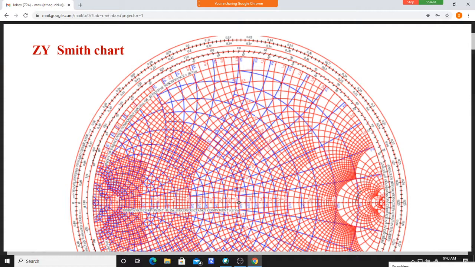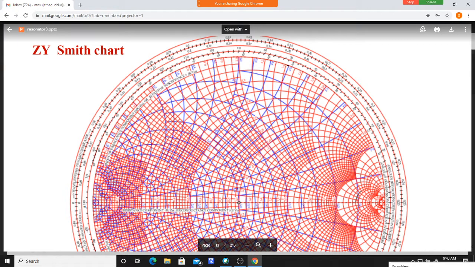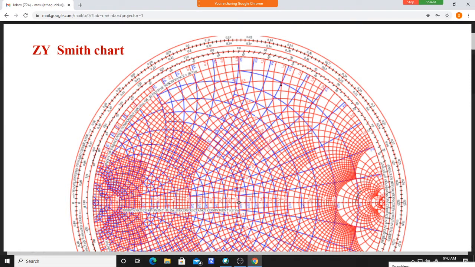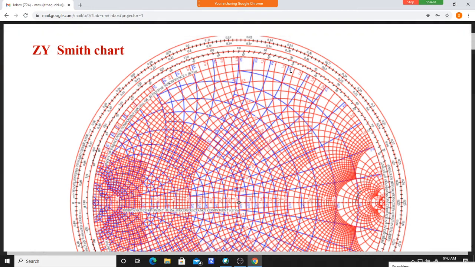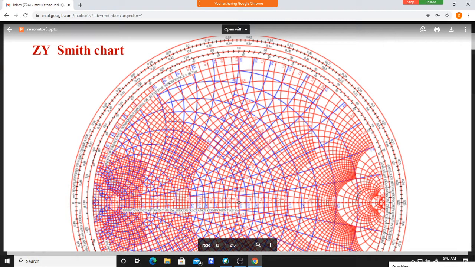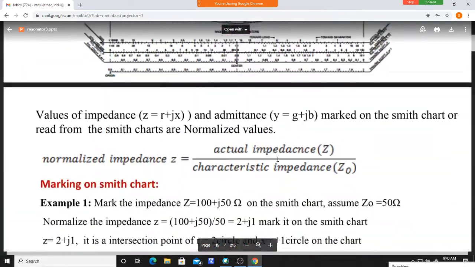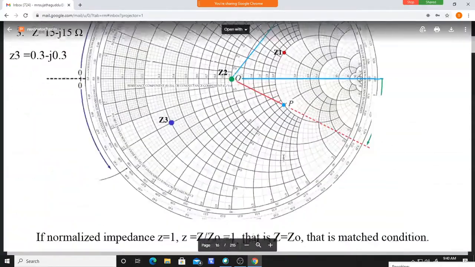See, this is a susceptance circle. Every circle has a particular susceptance value, and that value is written above the circle. What is the susceptance value? The B value. Similarly, above this, the reactance value is written. See, this is a reactance value.